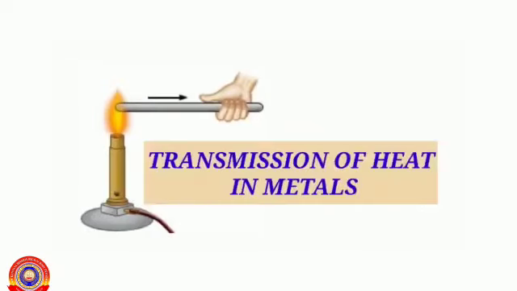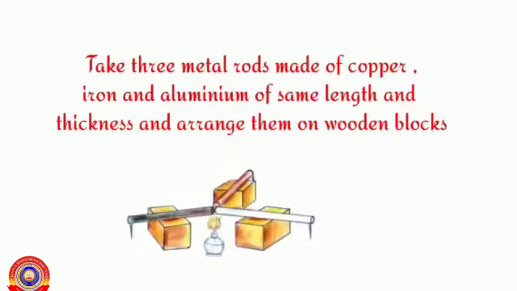Let's see. Take three metal rods made of copper, iron and aluminium of the same length and thickness and arrange them on wooden blocks as shown here. Instead of rods, you can use sheets of copper, iron and aluminium of the same size.